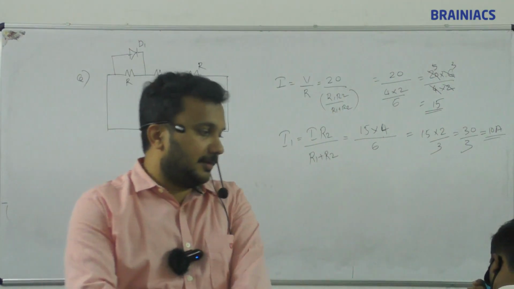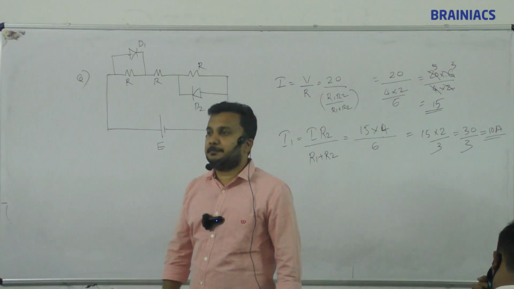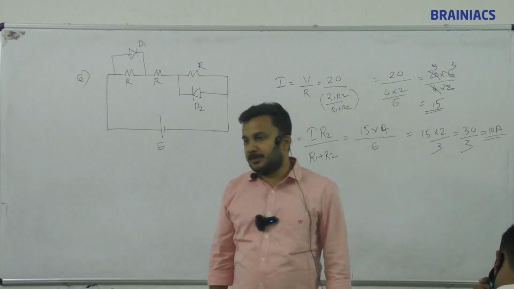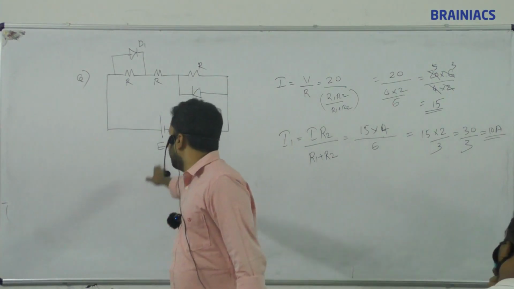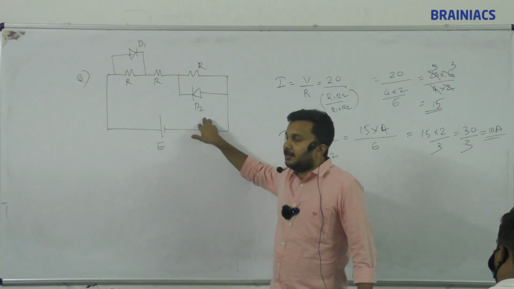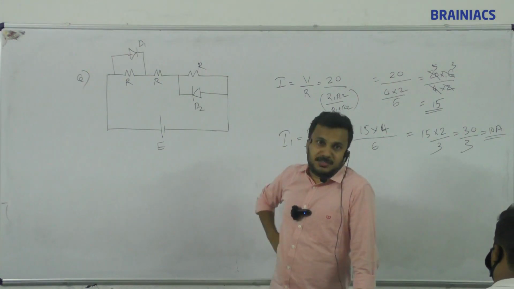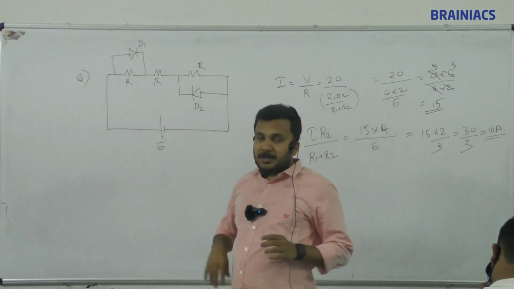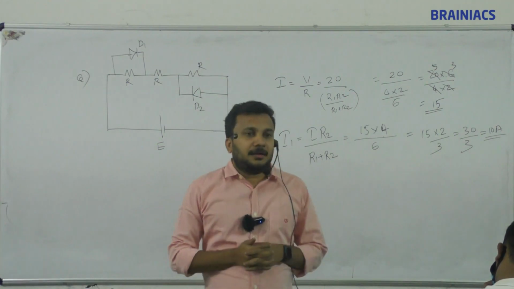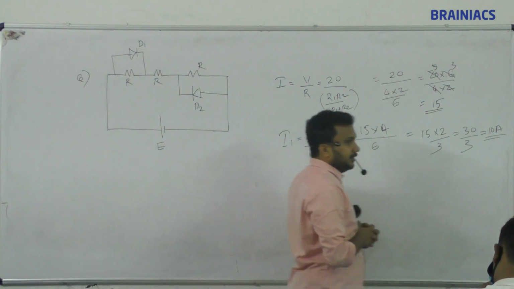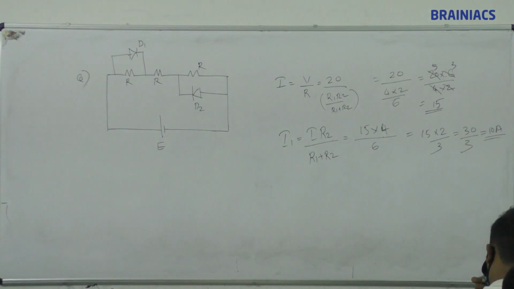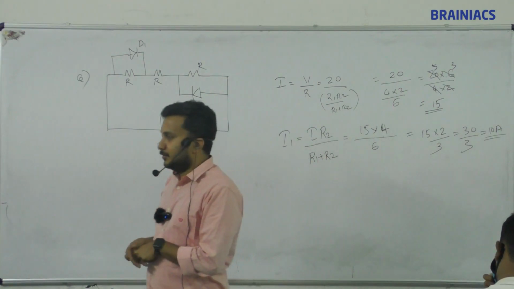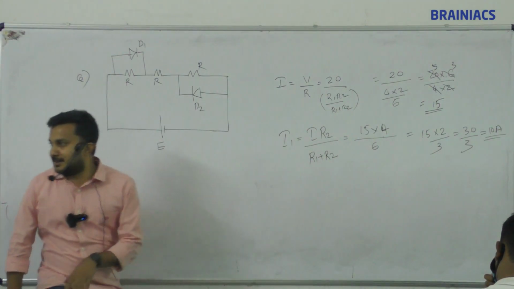Okay, if finished, then below: assume diodes are ideal. The current flowing through the circuit is dash. Assume diodes are ideal, the current flowing through the circuit is how much? E by 3R.